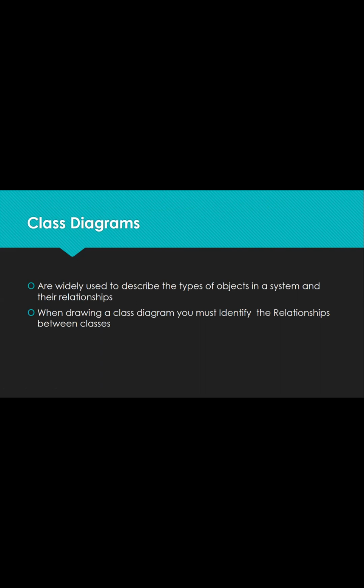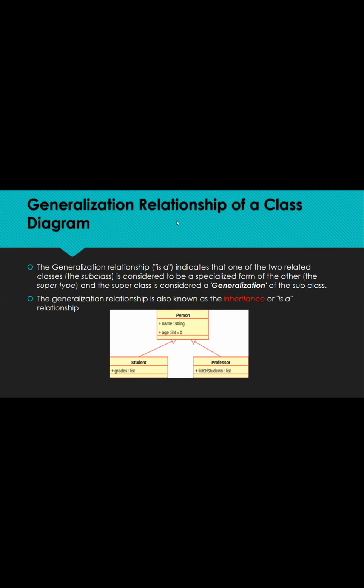Generalization. Class diagrams are widely used to describe the types of objects. Okay, let's see what generalization is. Generalization is a relationship of a class diagram where one of the two related classes, the subclass, is considered to be a specialized form of the other, the supertype, and the superclass is considered the generalization of the subclasses. The generalization relationship is also known as the inheritance or is-a relationship.